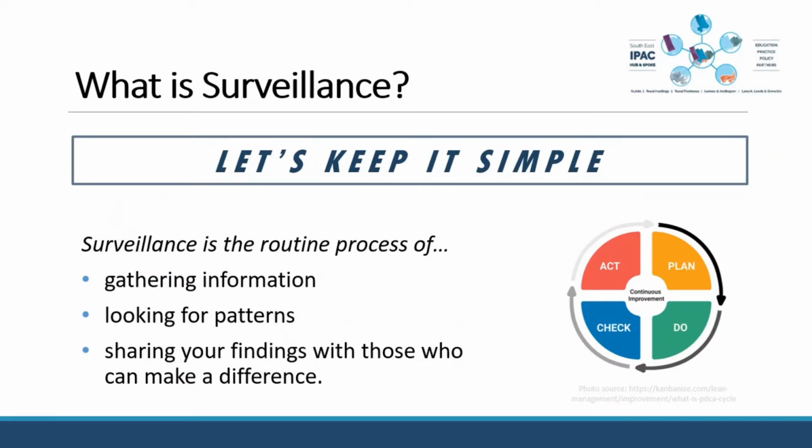Let's keep it simple. So surveillance is the routine process of gathering information, looking for patterns, and sharing your findings with those who can make a difference. Surveillance is not a single action item, but it's a process that should be a component of your infection prevention and control program. And the process is set up in a way that's similar to other continuous improvement cycles. So plan, do, check, and act.